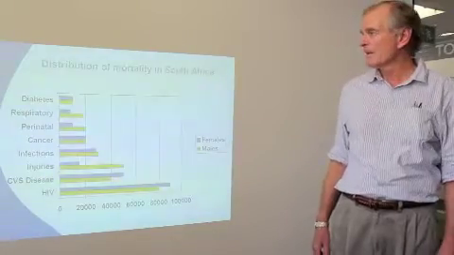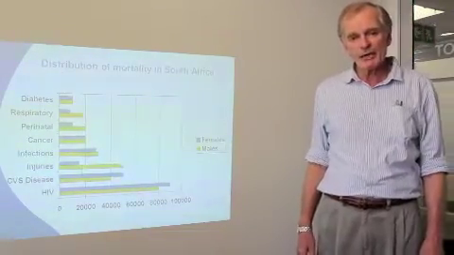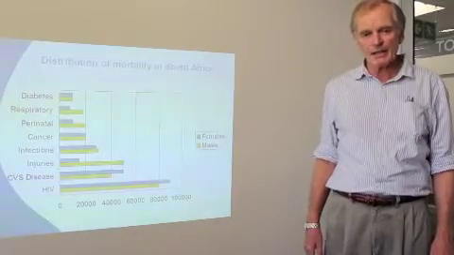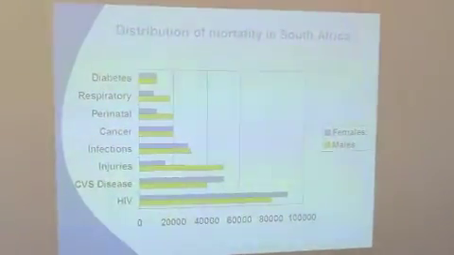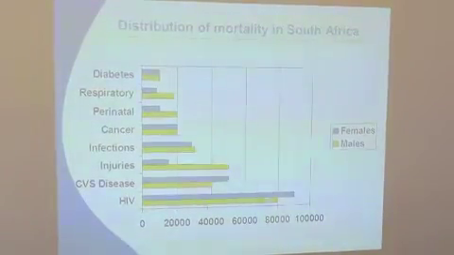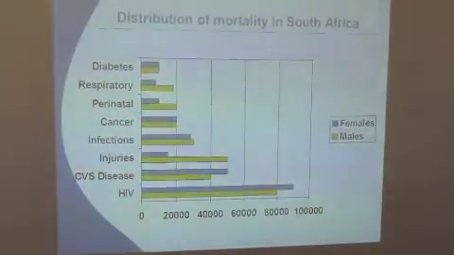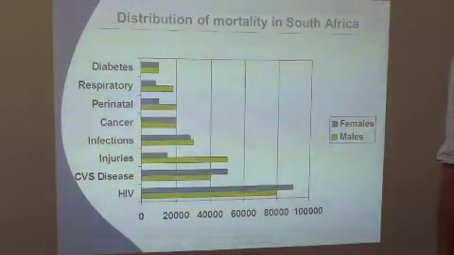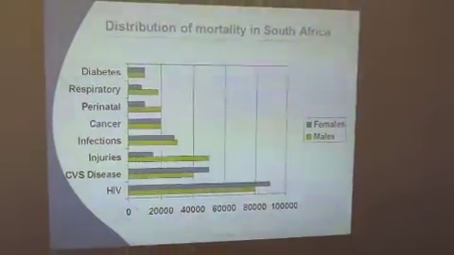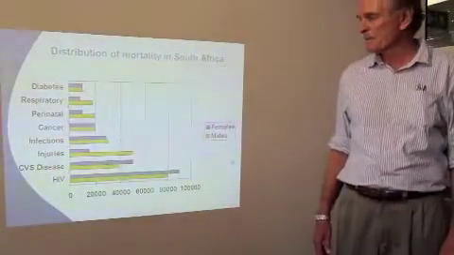This is the distribution of mortality in South Africa, and you'll see from this that infectious diseases like HIV are very high on the list. Other infections would certainly include tuberculosis. You'll see cardiovascular disease is very high on the list, and you'll see injuries are particularly high on the list. And these certainly nationally, are important to us.